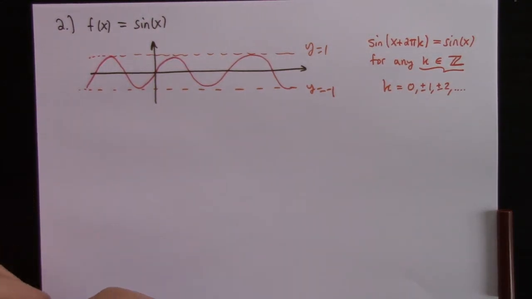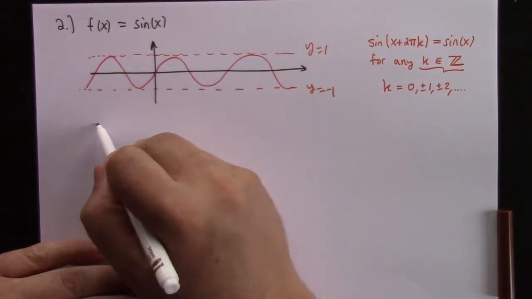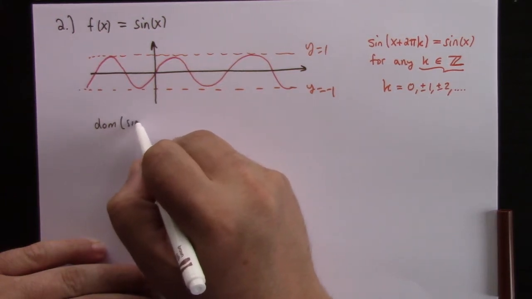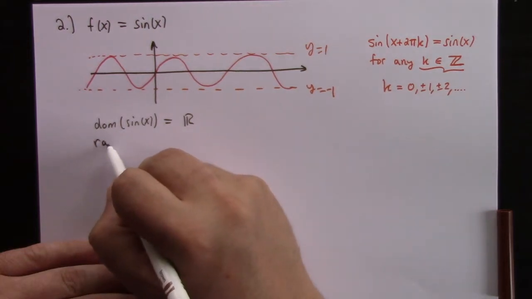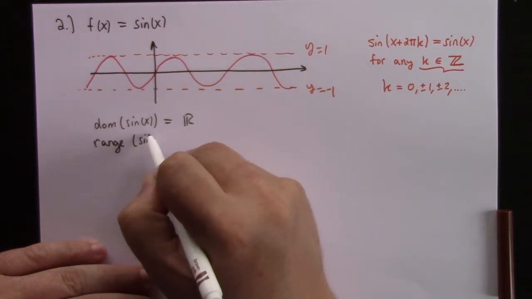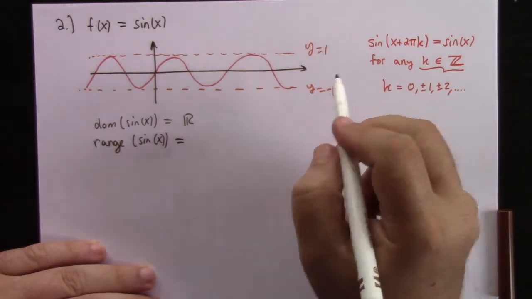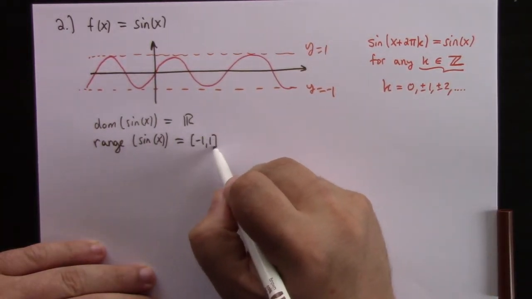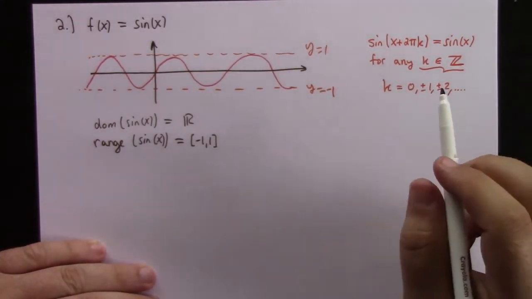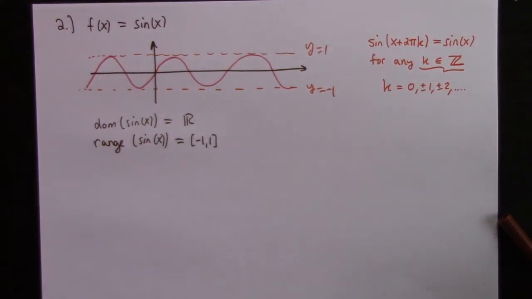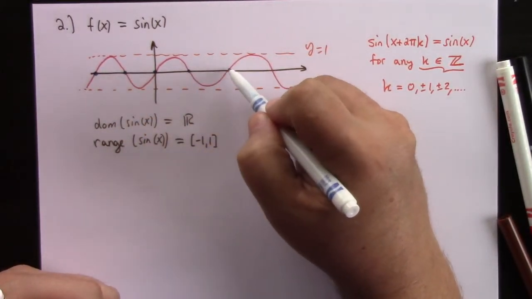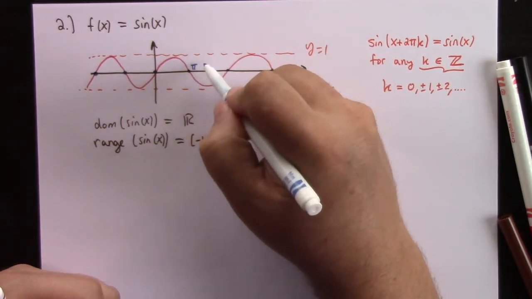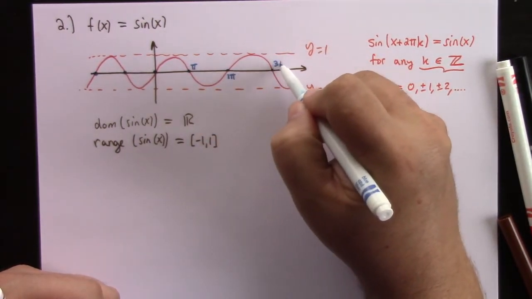Important questions about sine, of course. The domain of sine x is the whole reals. The range of sine x is minus 1 to 1, included. Other important questions you might ask: where is sine 0? Sine of 0 is 0 here, here, here. That's pi, that's 2 pi, that's 3 pi.